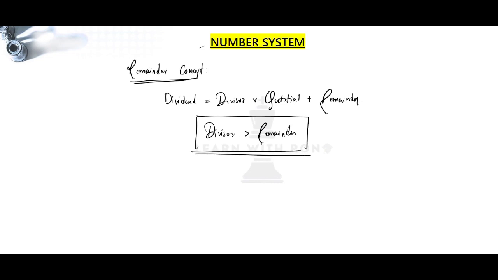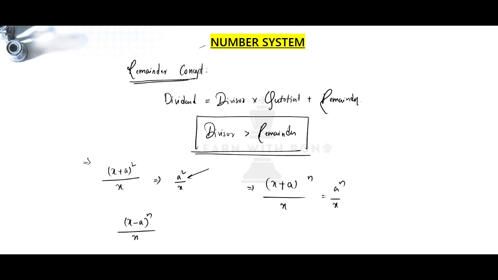Try to remember this, and you already know the basic ones. When x plus a whole square is divided by x, the remainder is based on a square divided by x. So the remainder will be based on a here. Or x plus a power n divided by x gives a power of n. I think you probably know this. Or if there is x minus a whole power of n divided by x, if n is odd, we'll get minus a to the power of n divided by x.